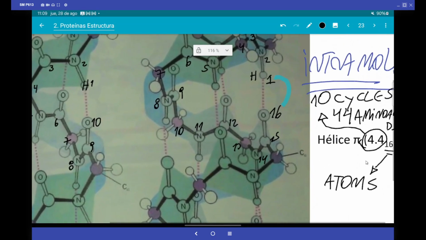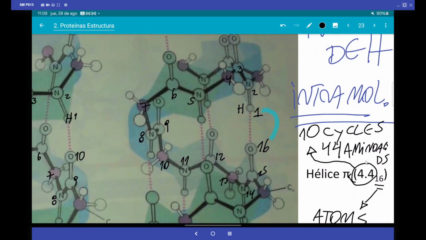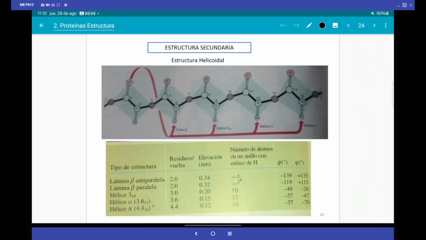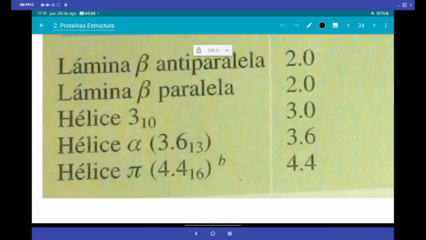Good question, because they put that name on it, that I had never asked. It is a very good question, of course, because of the name pi. What is the reason why it is called pi if pi is 3.14, not 4.4? I do not know the reason why this is called pi. Well, we could also ask why this is called helix alpha. Here we have another name, helix alpha 3.6 13. Then we already know that there are 36 amino acids for each 10 laps.